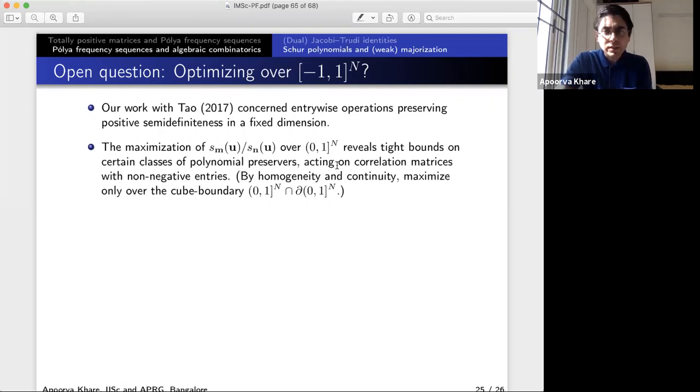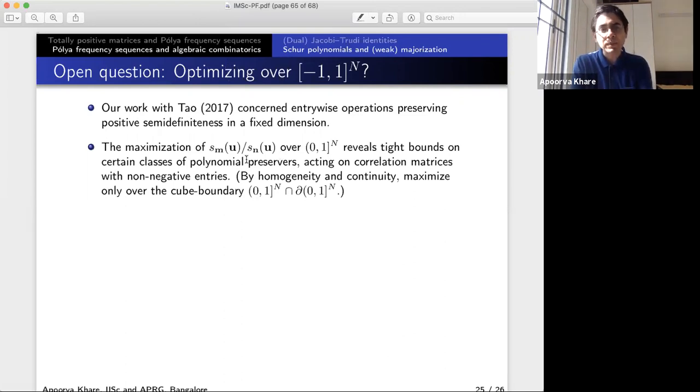This is for matrices, when you act on matrices with non-negative entries, so that these u's are kind of like the entries of the rank one matrix u times u transpose. And all the u's are non-negative, so all the entries are non-negative. But of course, then I do want to know if the same thing happens when these polynomial preservers act on correlation matrices with negative entries. There are negative correlations in the world. And so one would like to understand the same kind of thing. What we do know, thanks to this work with Tao and the previous work, is that there is a sharp constant. There is a maximum value that happens. We don't know what the maximum value is.